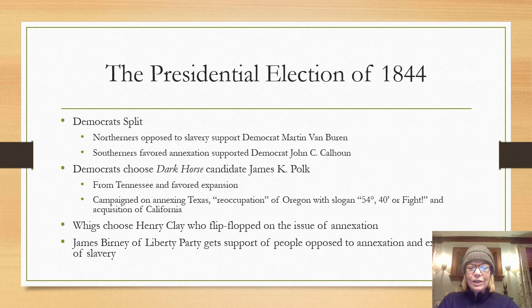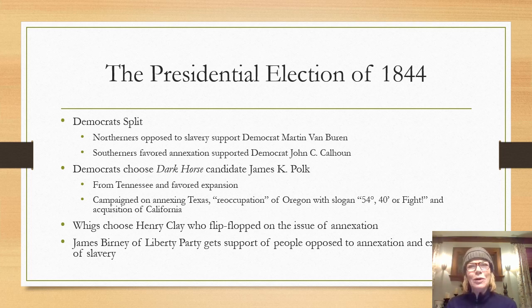All right, then we get the election of 1844. So this is an interesting election. The Democrats were split. You had the Northern Democrats and then the Southern Democrats. Northern Democrats, we had Martin Van Buren. He was president, and then he lost to Harrison. Tyler's not running for re-election. Doesn't stand a chance. He doesn't even get the nomination from the Whigs, right?